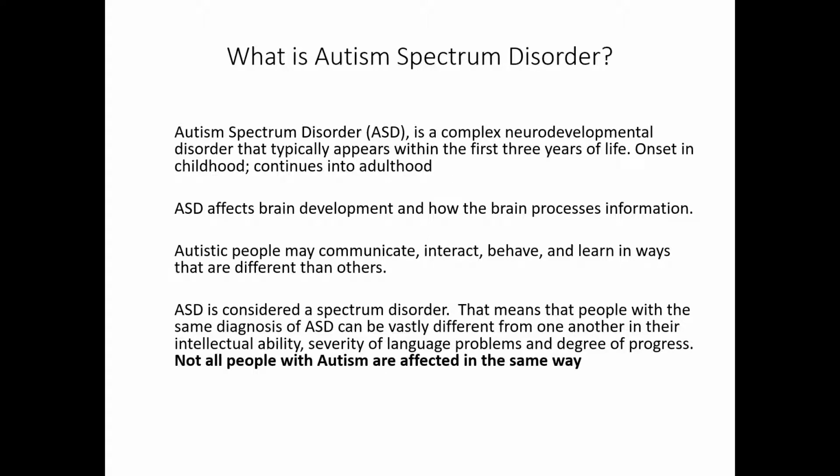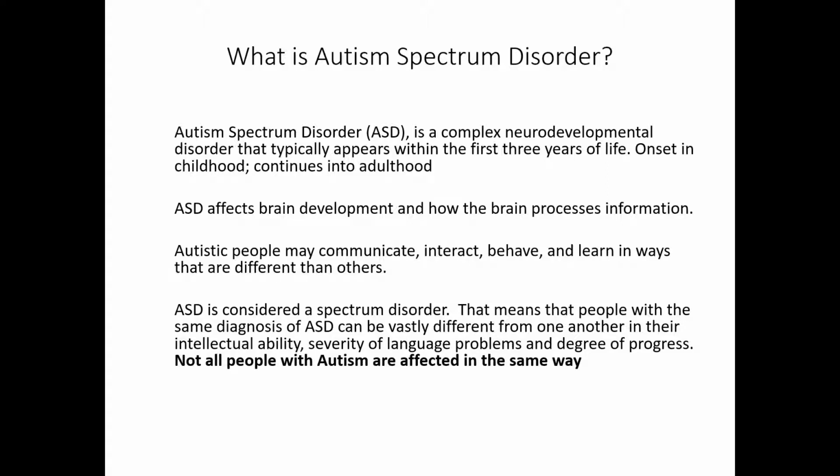And when an individual is diagnosed with autism, they will have autism throughout their life. So it's not something that goes away or is cured. If an individual receives an autism diagnosis, they will have that diagnosis for the duration of their life. And autism spectrum disorder affects brain development and how the brain processes information. So it is neurodevelopmental, neuro meaning that it affects the brain, and then development, how the brain develops and processes information. So a lot of people on the autism spectrum do process information and have different learning styles than neurotypical people. Autistic people may communicate, interact, behave, and learn in ways that are different than others.